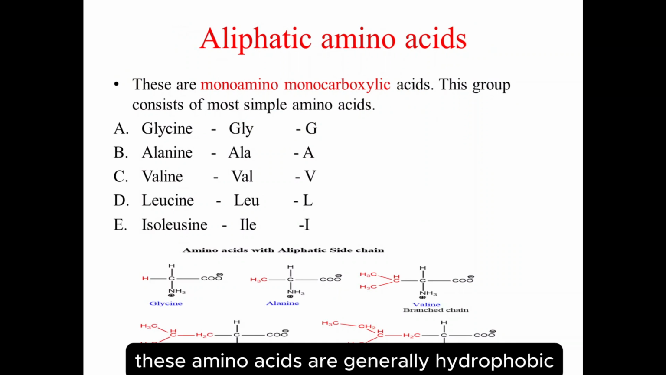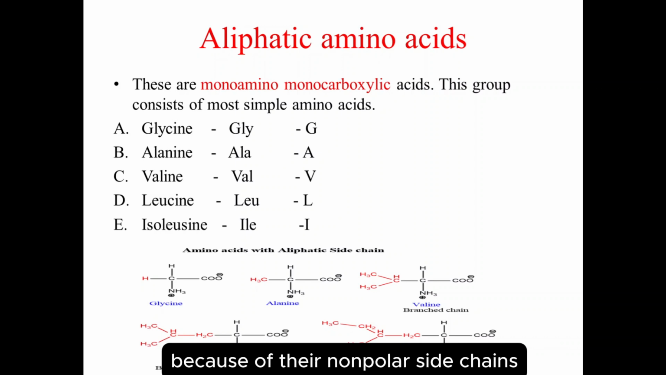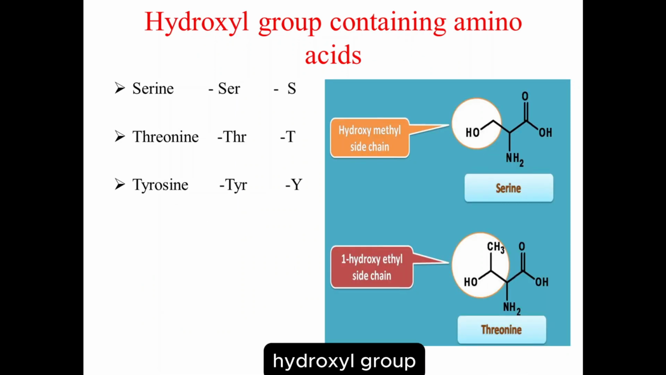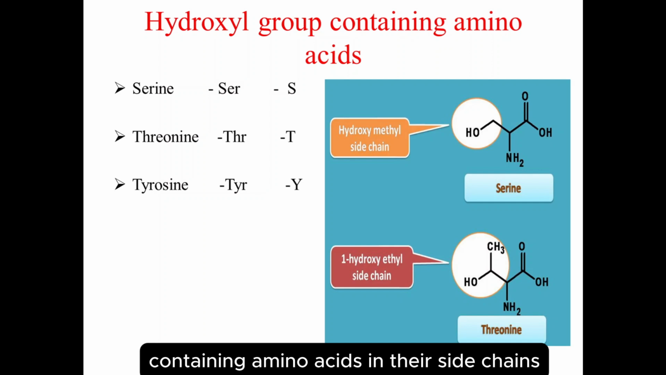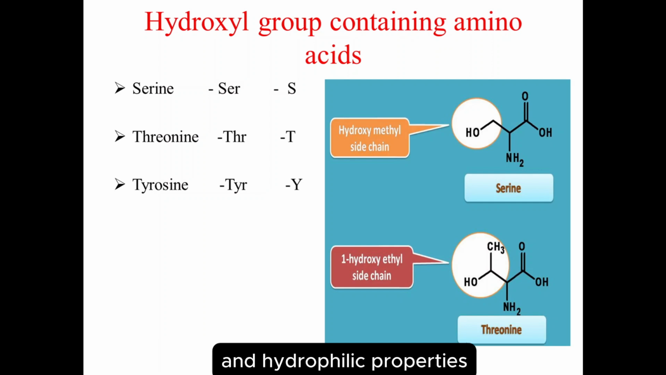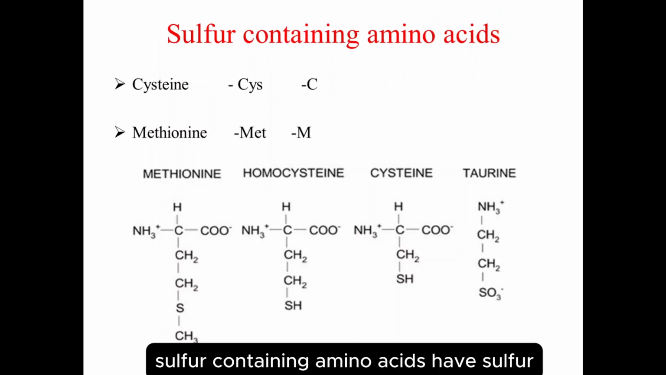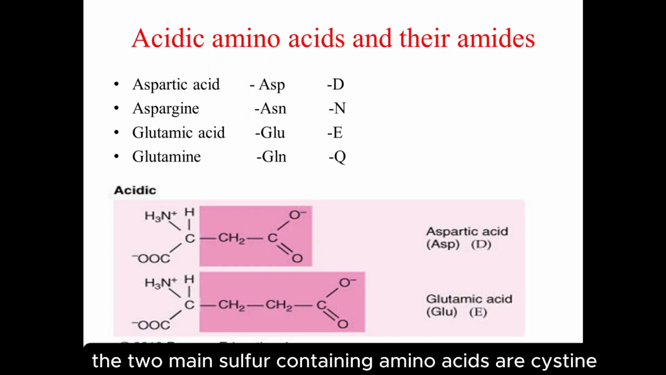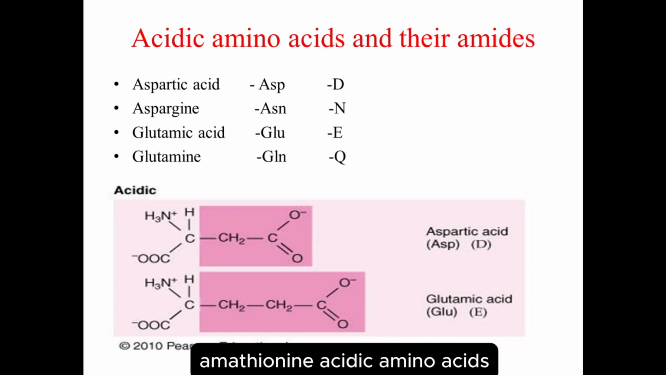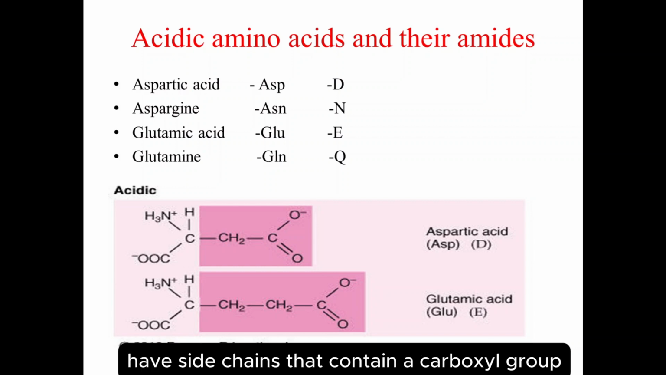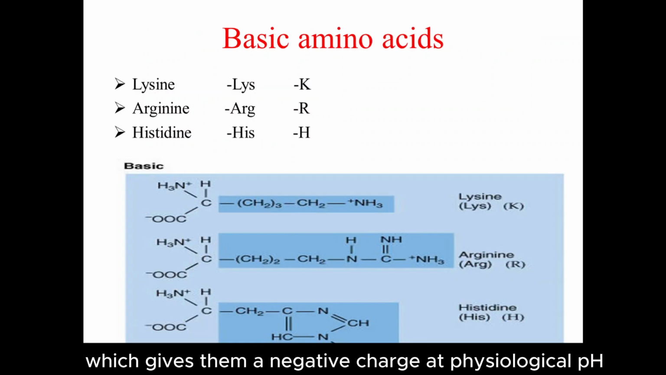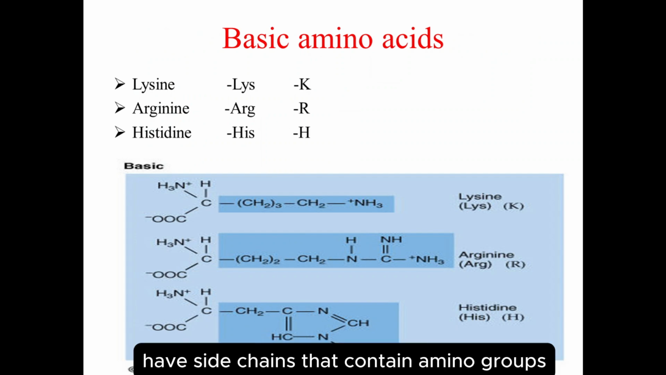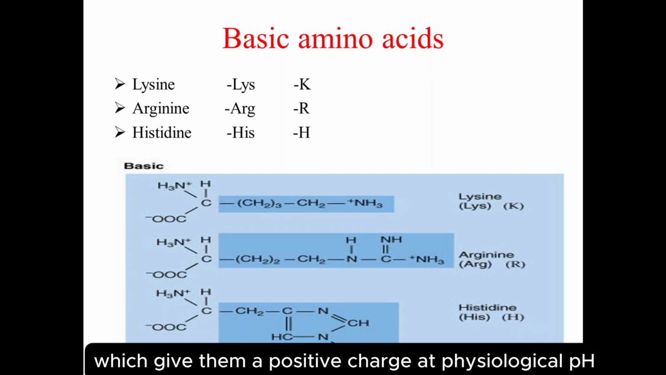chains. These amino acids are generally hydrophobic because of their nonpolar side chains. Hydroxyl group-containing amino acids and their side chains are known for their polar and hydrophilic properties. Sulfur-containing amino acids have sulfur atoms in their side chains. The two main sulfur-containing amino acids are cysteine and methionine. Acidic amino acids have side chains that contain a carboxyl group, which gives them a negative charge at physiological pH. Basic amino acids have side chains that contain amino groups, which give them a positive charge at physiological pH.